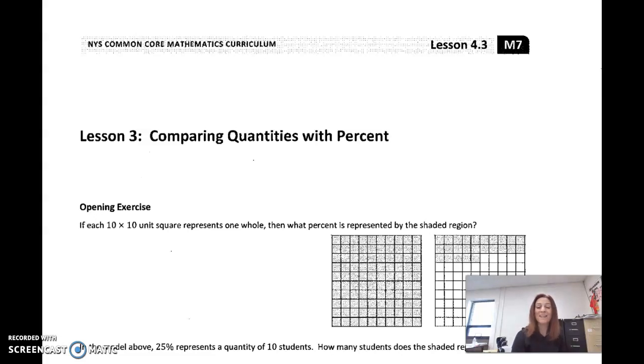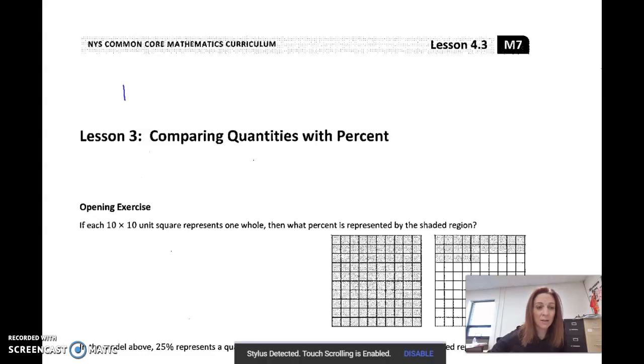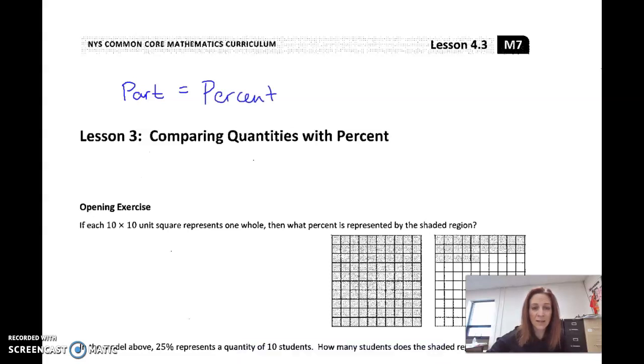Lesson 3 in Module 4 is on comparing quantities with percent. Really, we're going to take that equation I introduced you to in the last lesson and make it a little bit more specific. Remember, the equation we had was part equals percent times whole. But now we're going to be talking about quantities.